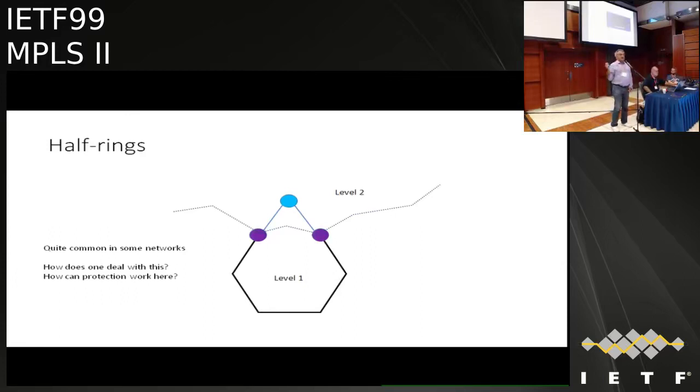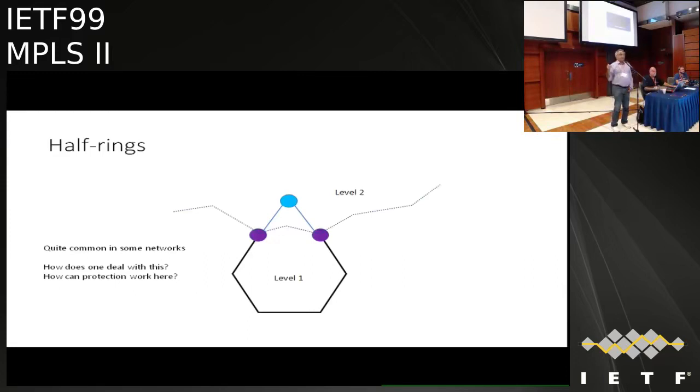And so the question is, how do you actually complete this ring, and how do you get the protection you want? Because if one of the links in the ring fails, the purple node can't talk to a lot of things. So it's not really a ring, but it's kind of a ring. The thing is, it's quite a common, or reasonably common, topology that it's useful to have an answer to this.